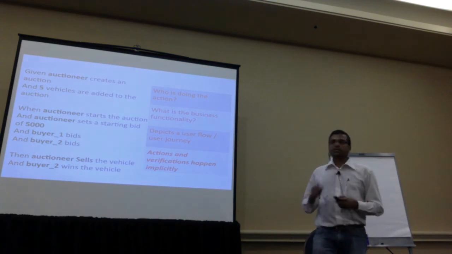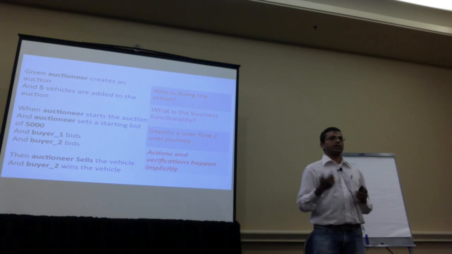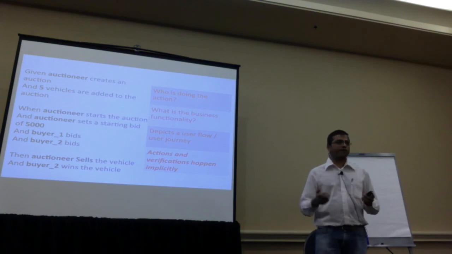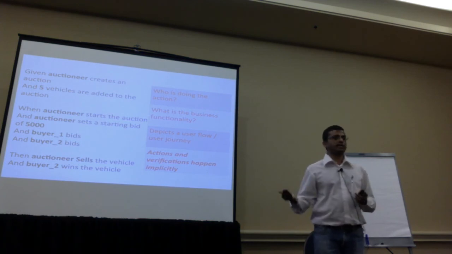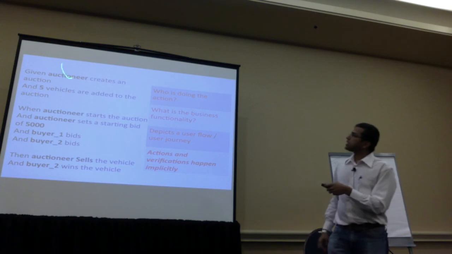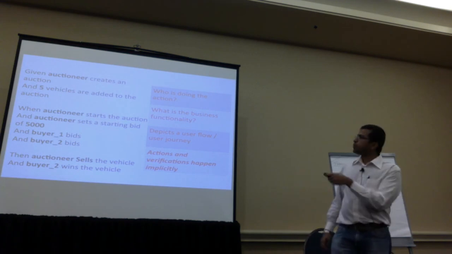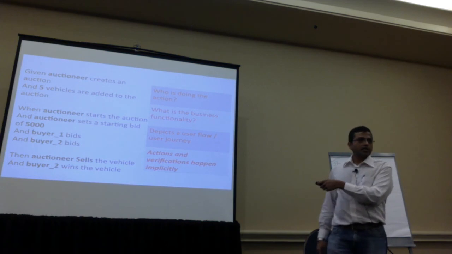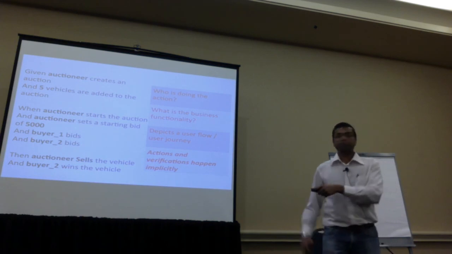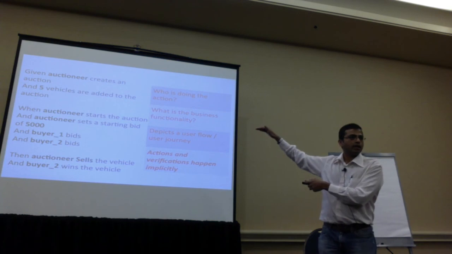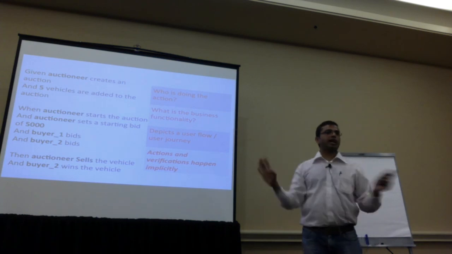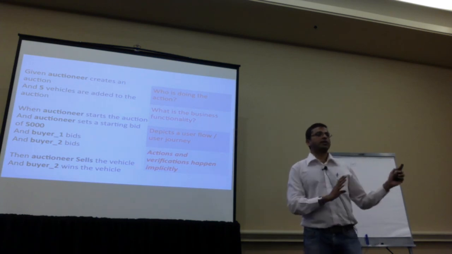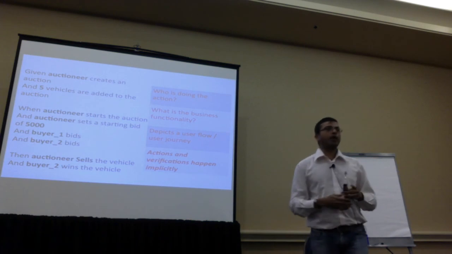However, if it's a critical failure, which is a hard assert, assert by definition says that if the assertion failed, stop the test there and get to the next test. So if creation of the auction itself fails, there is no point in me proceeding further. If adding of vehicles fails, there's no point in me proceeding further based on this intent. I'll stop the test there, saying this is a hard assert, I cannot proceed. So it's an implementation detail, how you handle it.